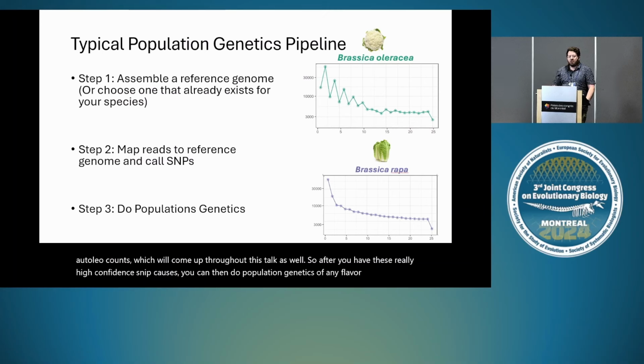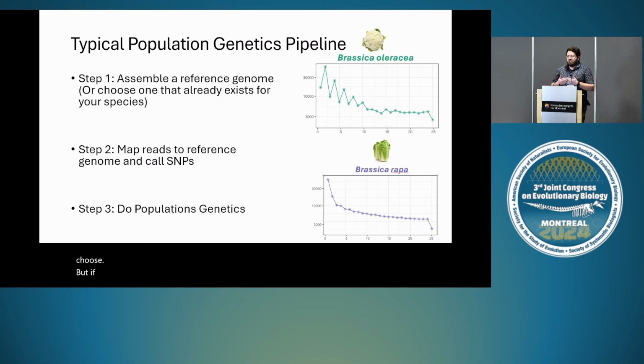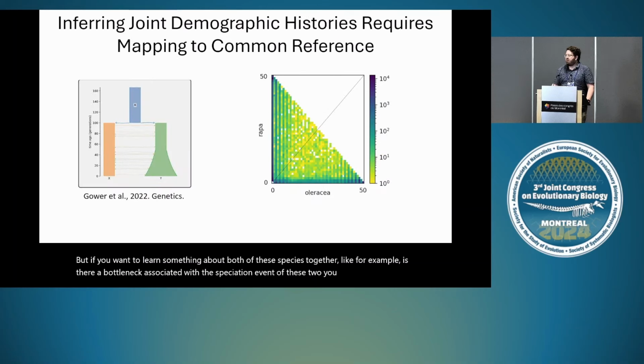But if you want to learn something about both of these species together, like for example, is there a bottleneck associated with the speciation event of these two, you have to map all of your population reads onto a common reference genome. And you would use a two-dimensional site frequency spectrum like I'm showing here on the right, where instead of a histogram or a line plot, this is showing a heat map of how many positions in the genome are co-segregating in both of the populations that you're interested in.